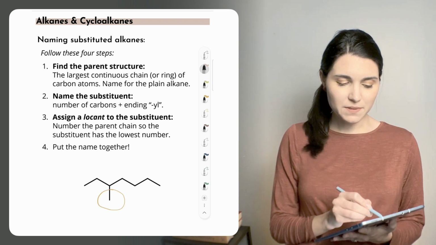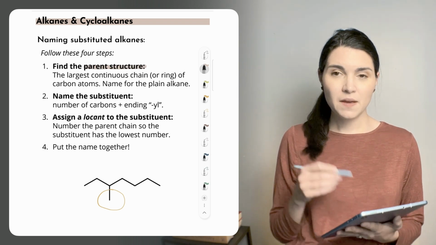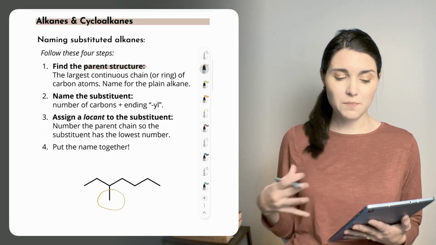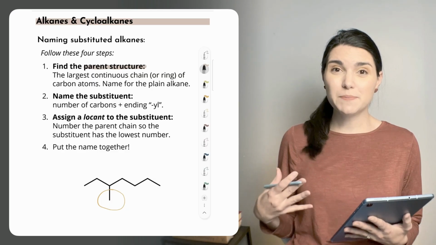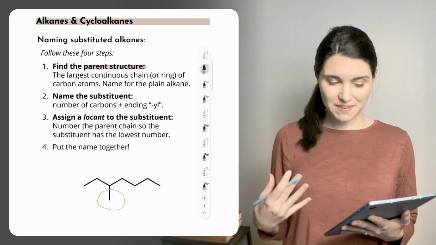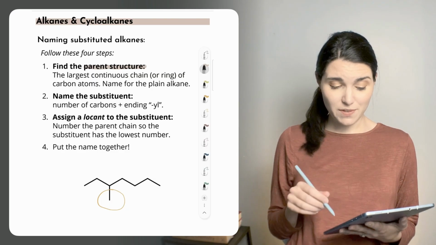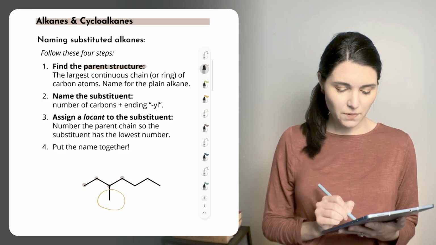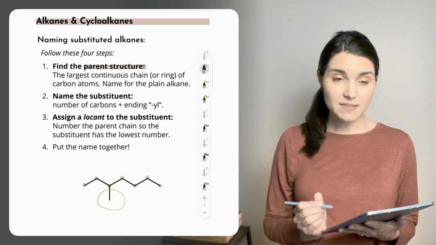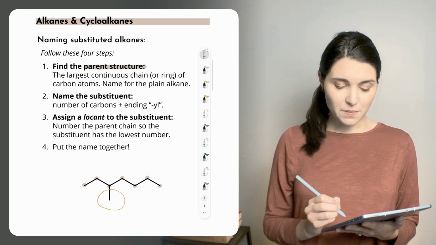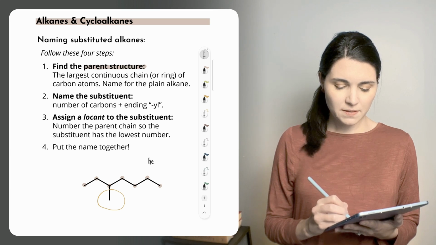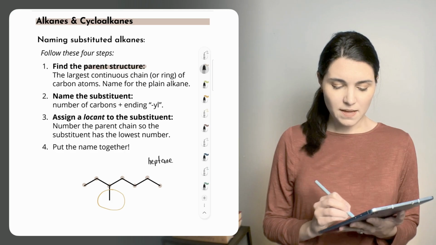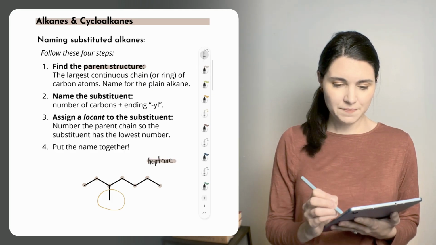First, we're going to find what's called the parent structure. The parent structure is the longest continuous chain or ring of carbon atoms in the molecule. It's called the parent because everything else in the molecule belongs to it. So let's find the parent structure for this molecule here. We can count 1, 2, 3, 4, 5, 6, 7 carbon atoms. And so the parent structure is going to be called heptane. Hept for 7 and -ane because it's an alkane.